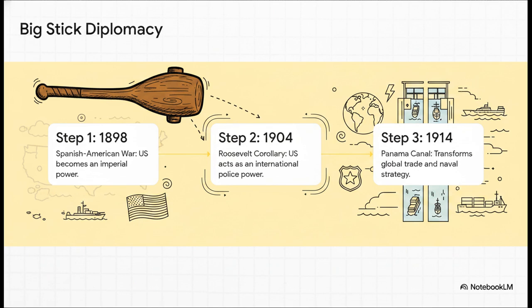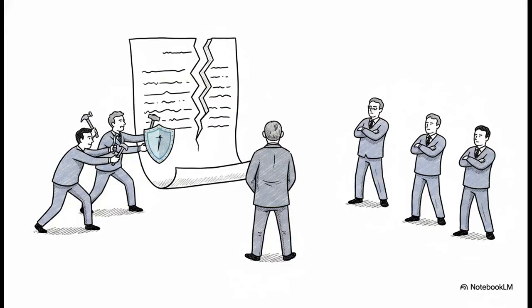Step 2, the Roosevelt Corollary in 1904 extends the Monroe Doctrine, basically declaring the U.S. an international police power in Latin America. Step 3, he backs a revolution just to build the Panama Canal. When it opens in 1914, it completely transforms global trade and U.S. naval strategy forever. But after World War I, America kind of hits the brakes.